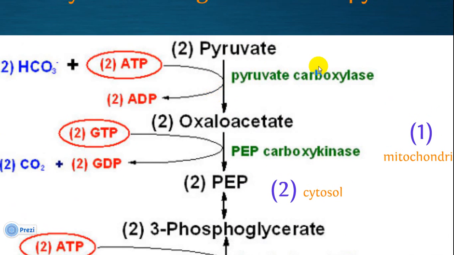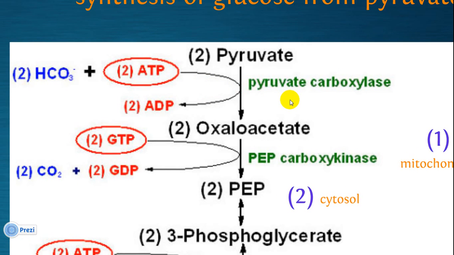Pyruvate, the first reaction is by pyruvate carboxylase. Remember from the rules that carboxylase is a type of enzyme that can add a CO2 group to the compound. So this pyruvate will become oxaloacetate. Remember that pyruvate is a 3 carbon compound and oxaloacetate is a 4 carbon compound. And in anabolism pathways, you always need energy. So this is why we add ATP here.